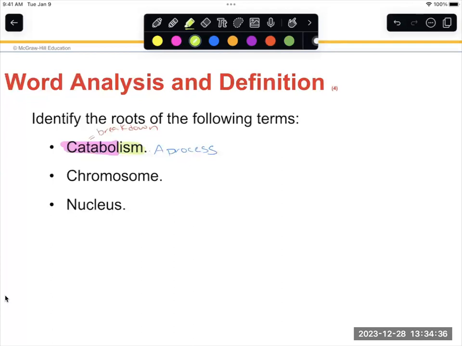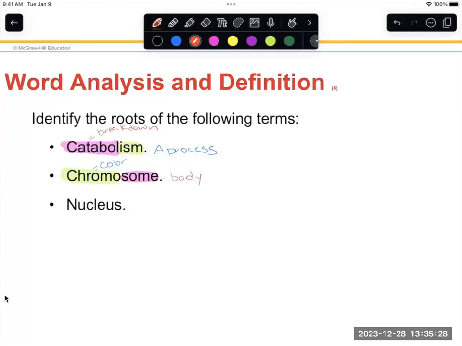Chromosome. Our root, or our combining form, I should say, because our root is chrome and our combining vowel is O. This means color. And then our suffix, some, is going to mean body. So chromosome is the body in the nucleus that contains DNA and genes.